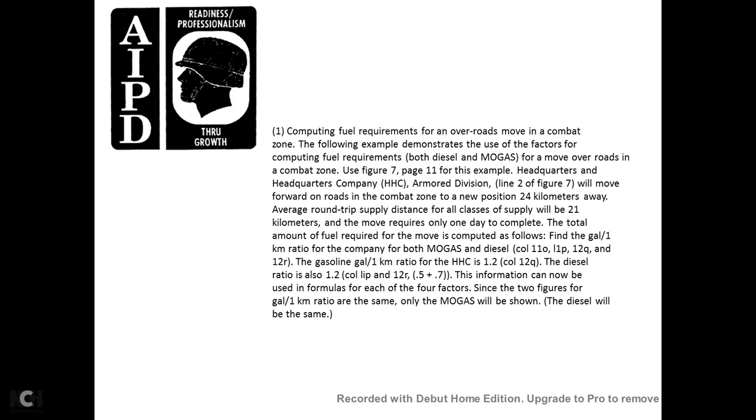Computing the fuel requirements for the over-the-road move in the combat zone. The following examples demonstrate the use of the factors for computing the fuel requirements for a move over the roads in the combat zone. Use figure 7 on page 11 for the example.